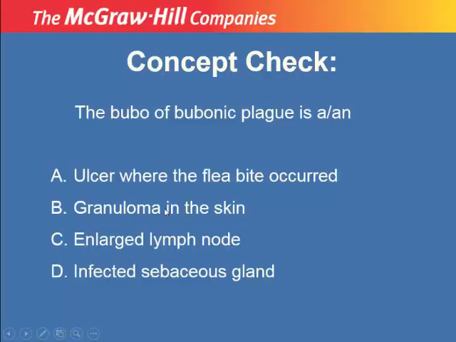And then the last concept check is that of a bubo. So a bubo of bubonic plague is what exactly? Ulcer where the flea bite had occurred, granuloma in the skin, enlarged lymph node, infected sebaceous gland. So just as a quick reminder, the bubo was in the axillary region. It was very, very big and round and probably close to the size of a tennis ball. And it was indeed an enlarged lymph node.